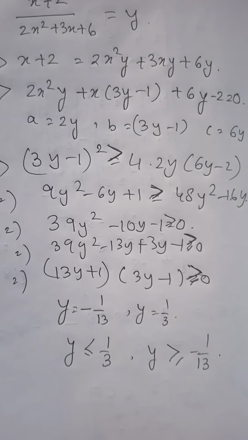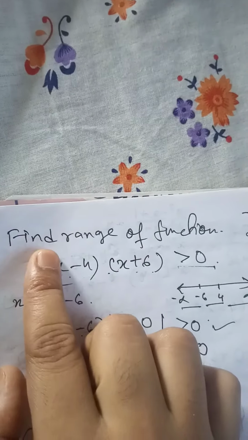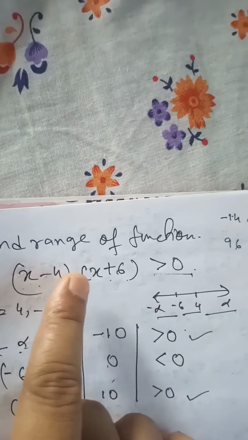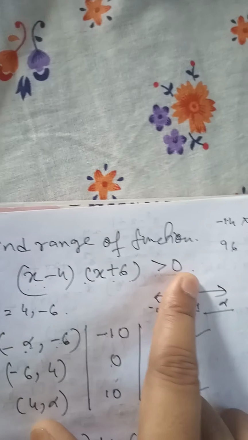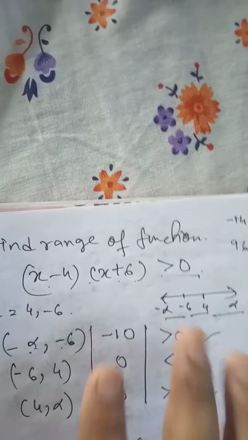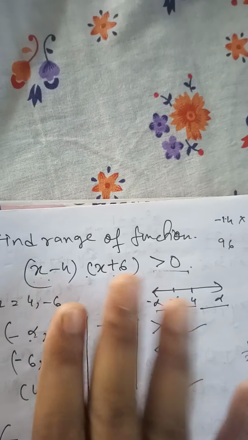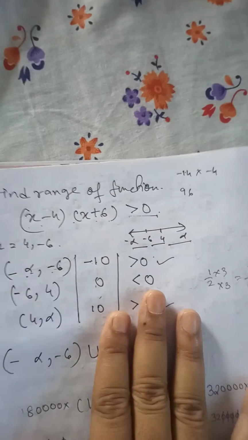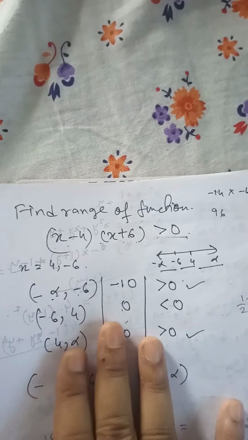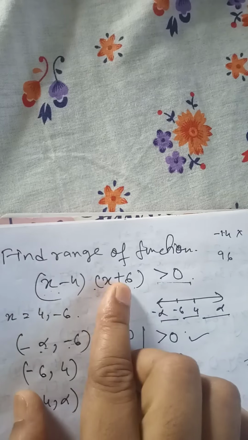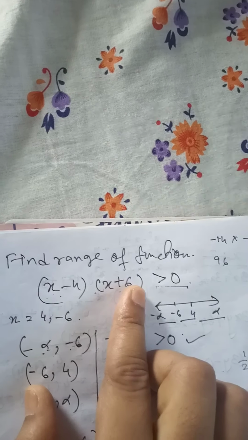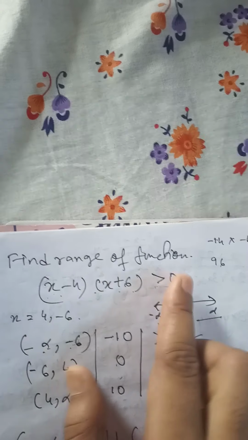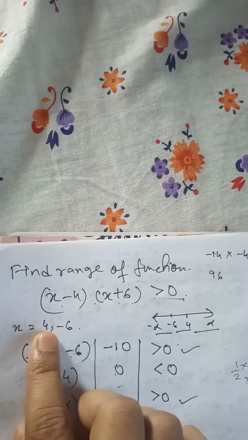Understood? Now the next part, finding out the range of the function: x minus 4 times x plus 6 greater than 0. You can do it in two ways. You can use the wavy curve method, and you can do it in this way. Wavy curve method I will discuss later. In this method, after solving you will get two values of x, one is 4, one is minus 6. If it is equal to 0, then you will get two values of x, that is 4 and minus 6.